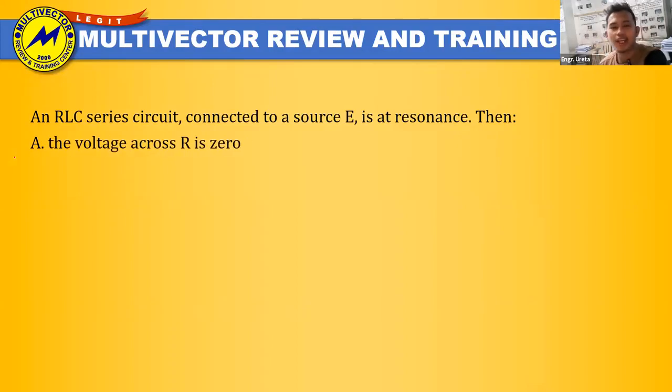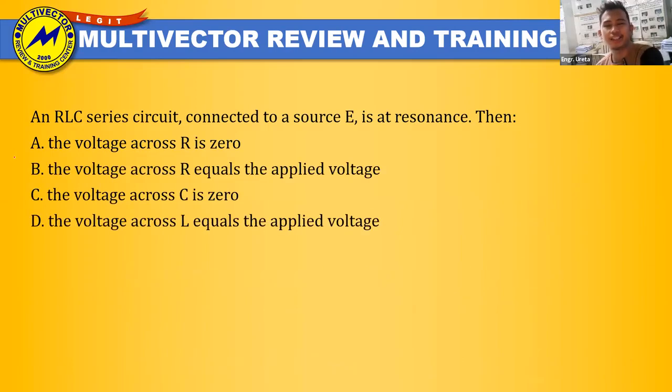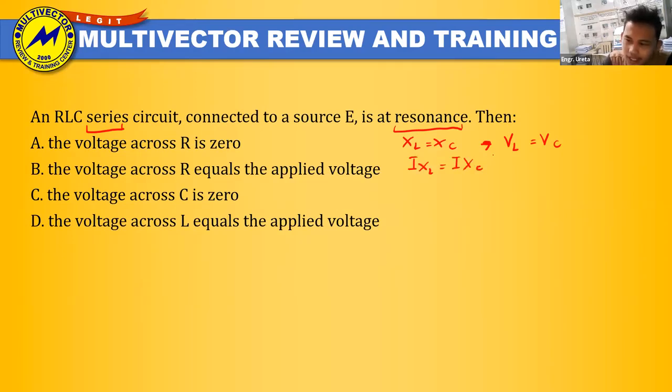Problem number 75. In an RLC circuit connected to a source E at resonance, then blank. So during resonance, our XL is just equal to XC. During series resonance, XC equals XL. Since their reactances are equal in series, therefore the voltage across them should also be equal, because you just multiply the current by both of them. IXL is VL, IXC is VC.